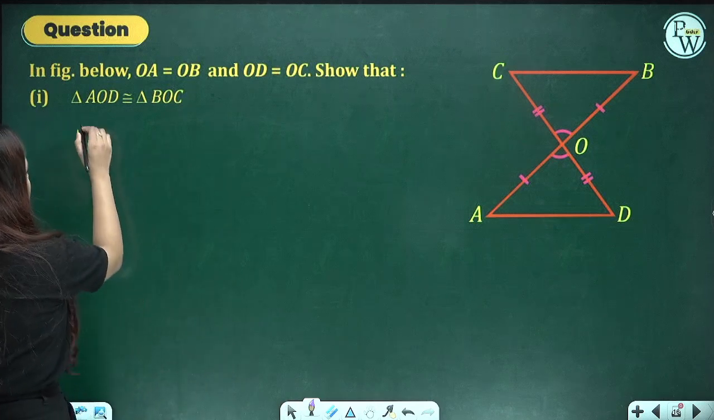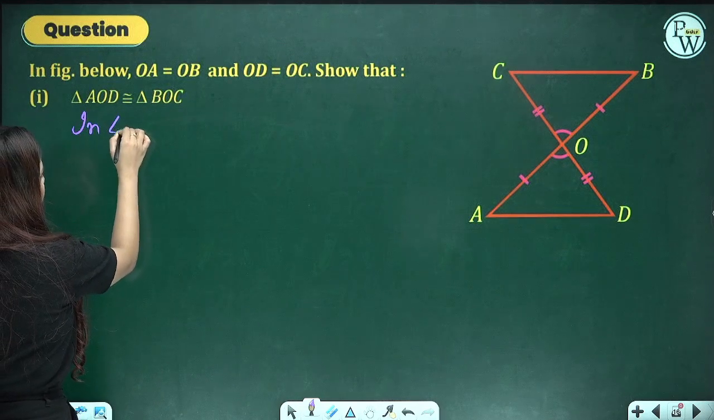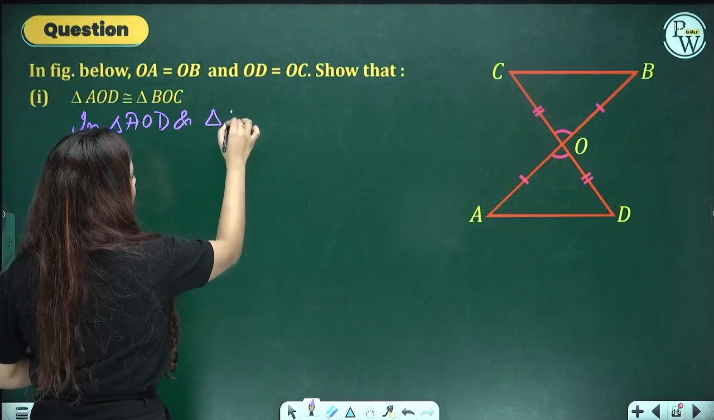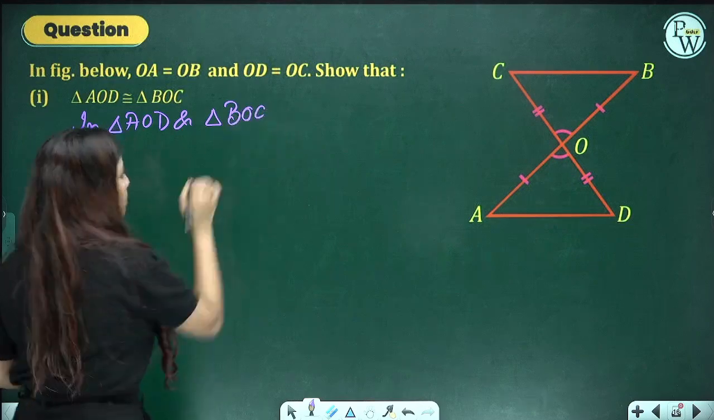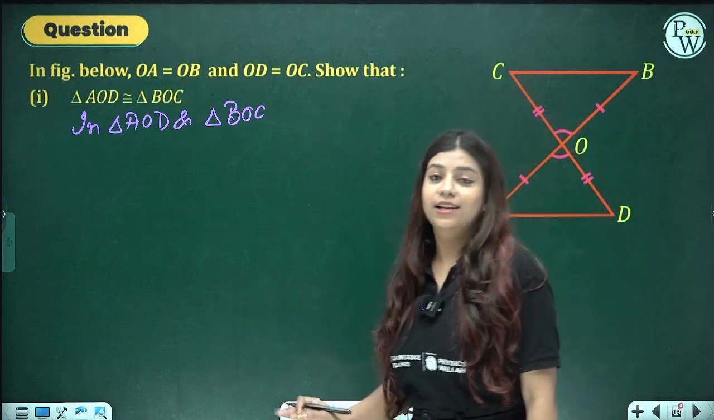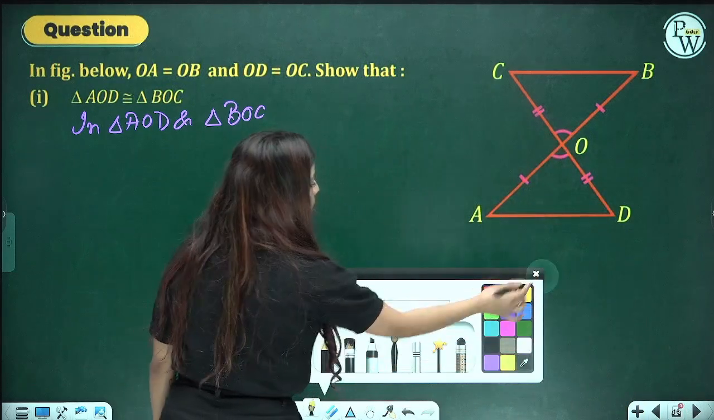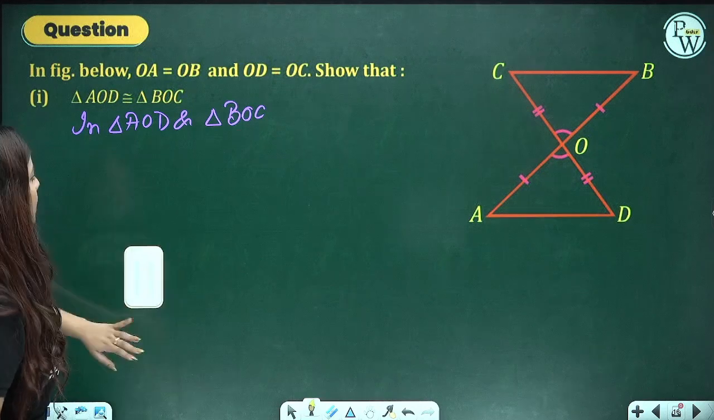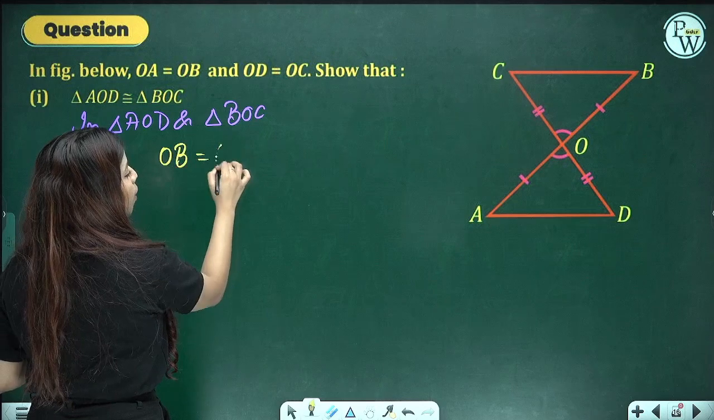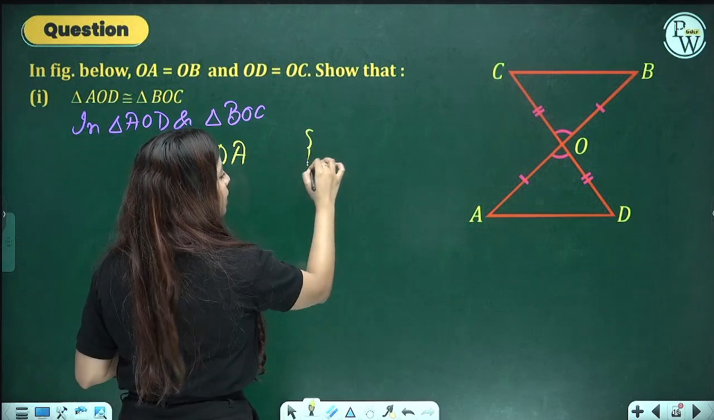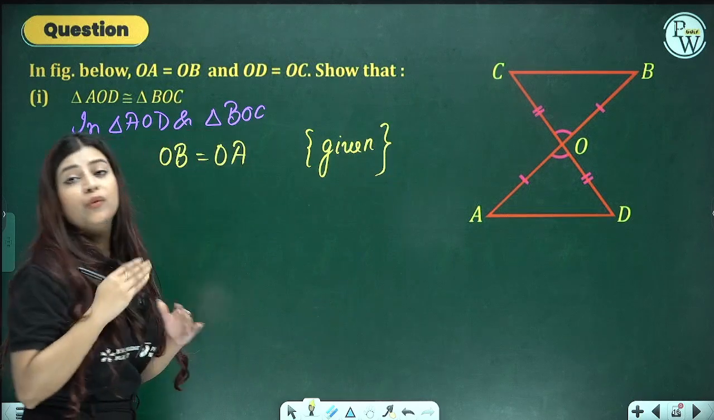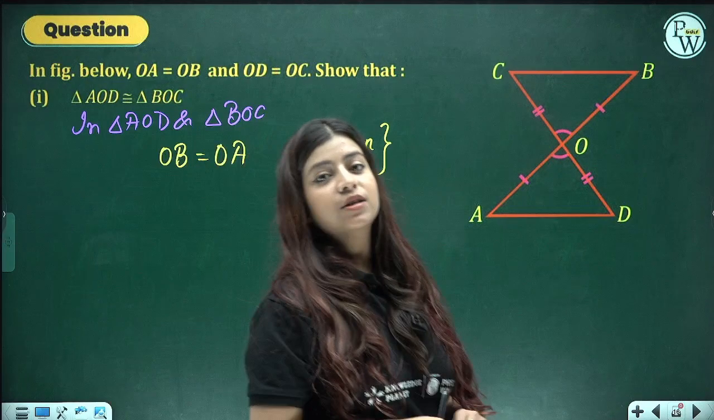How will we write? First of all, we will write in triangle AOD, students, and triangle BOC. Now, in your triangle AOD and triangle BOC, what will we be using? See, first of all, OB is equal to OA. We have to write the reason as well because it is given to us in the question. We have to mention the reason in the bracket, students, because it is mandatory.